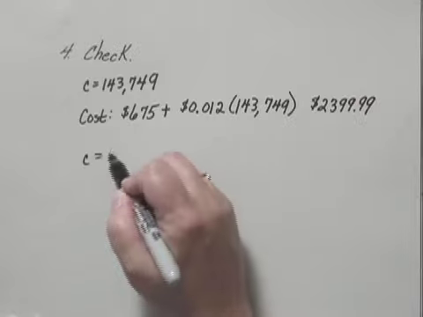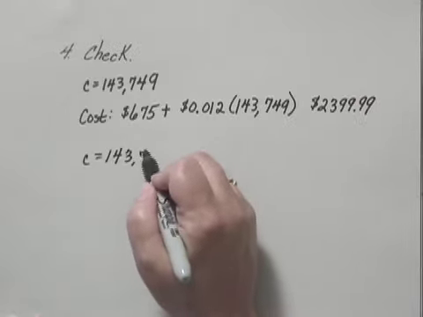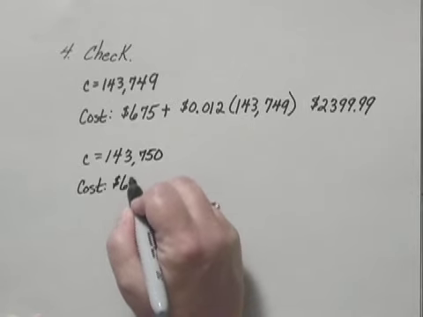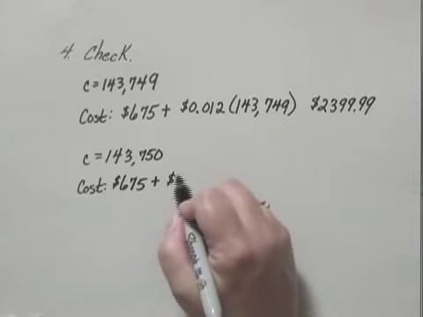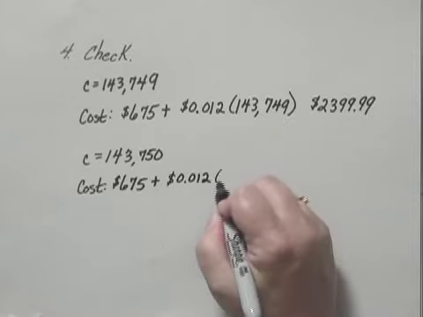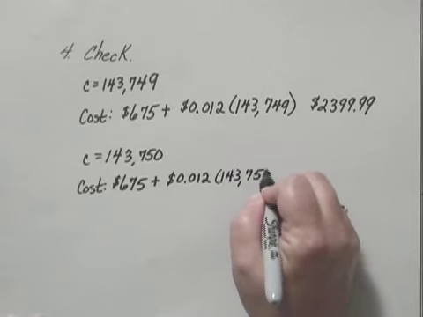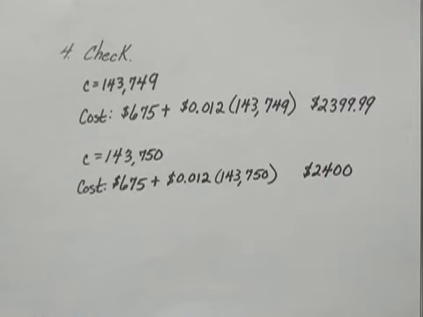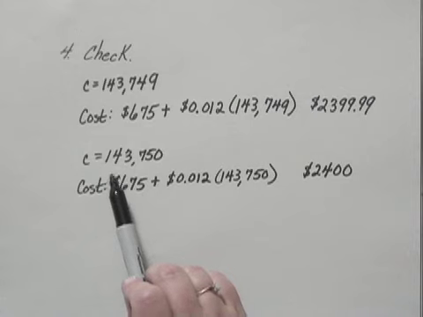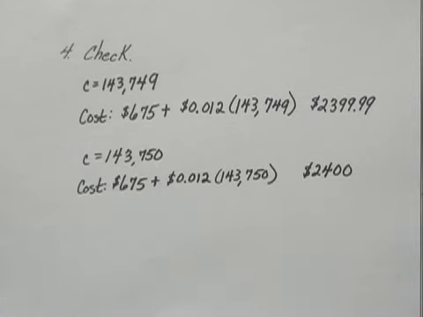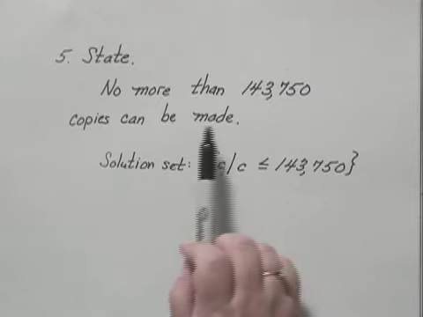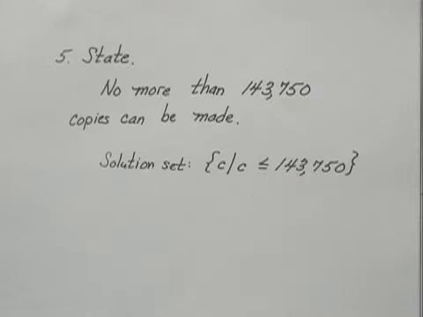What about when C actually equals 143,750 copies? Well, the cost would be the rental charge plus the copy charge of $0.012 per copy times 143,750 copies, and that is about $2,400. So that's a partial check, but right at this number and a little bit less than the number, both check. So that's a good idea that we have our numbers correct, and we can state our answer that no more than 143,750 copies can be made.